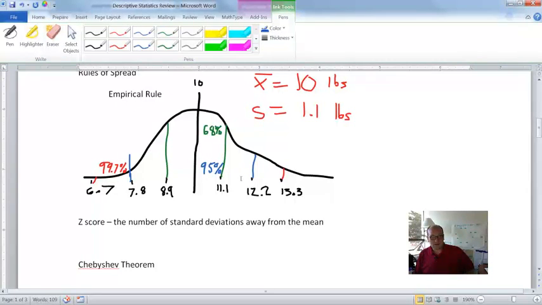How do I calculate the actual standard deviation? 11.7. How many standard deviations away? I should know, just by looking at this, that it's between 1 and 2 standard deviations. It's like 1 point something. So there's actually a pretty easy formula to figure this out.